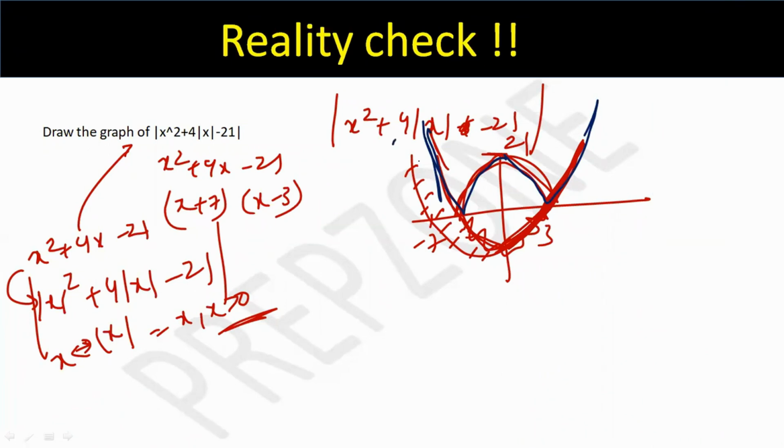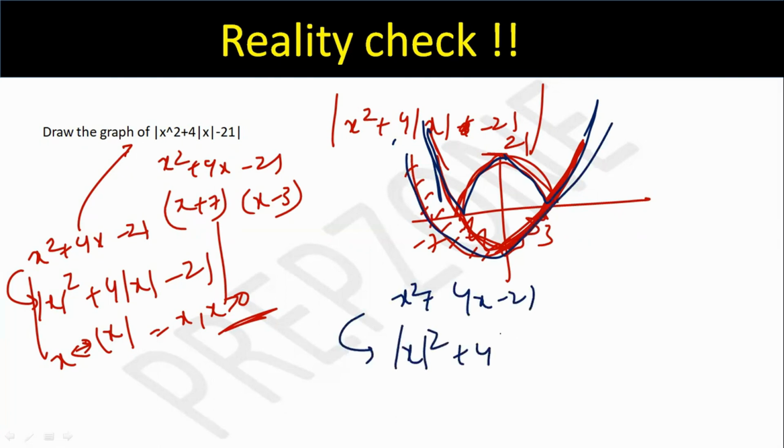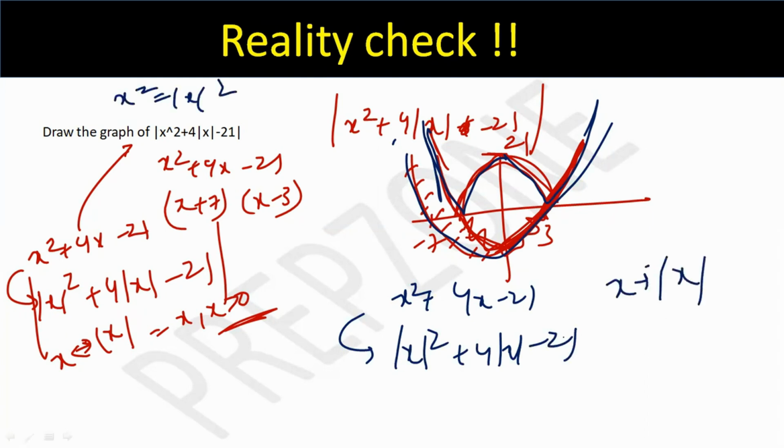Okay, let me try to explain this again. This was the graph, right? Earlier, this was x square plus 4x minus 21. The second step was mod x square plus 4 mod x minus 21, right? Because that is what you have to find. x square is the same as mod x whole square. So you just have to replace x with mod x. So we have drawn the graphs of e to the power x to e to the power mod x, right?